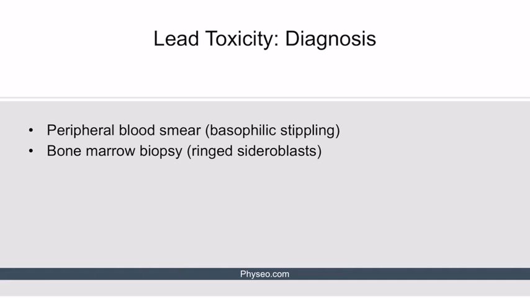In the real world, the workup for lead toxicity usually does not go beyond the labs listed on the previous slide. That being said, examiners often expect students to know what lead poisoning can look like on a peripheral blood smear or a bone marrow biopsy. Hence, it's important to know that findings of basophilic stippling on a peripheral blood smear and or ringed sideroblasts on bone marrow biopsy are highly suggestive of lead poisoning.